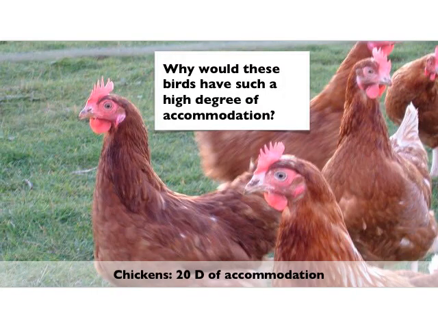Now here's something else, and this has to do with the things that we've been talking about with vision. Chickens have amazing degrees of accommodation of their vision, up to 20 diopters of accommodation. For you, you have about 10 diopters of accommodation, and chickens have significantly more. Why would we expect this to be true? I want you to think about that, come up with an answer, and then we'll talk about it as a group. I'll be back.